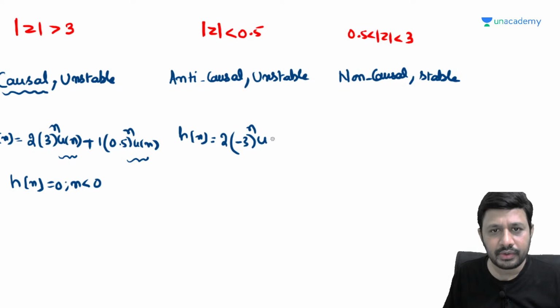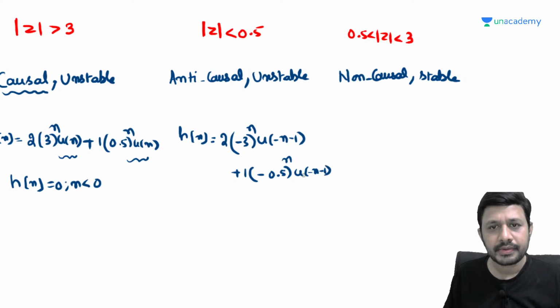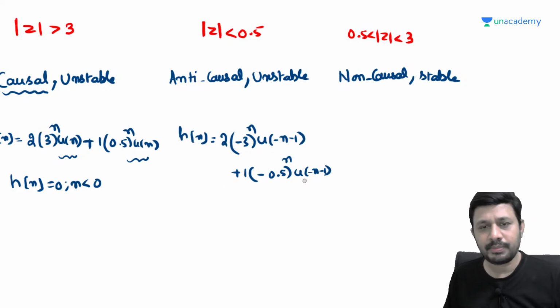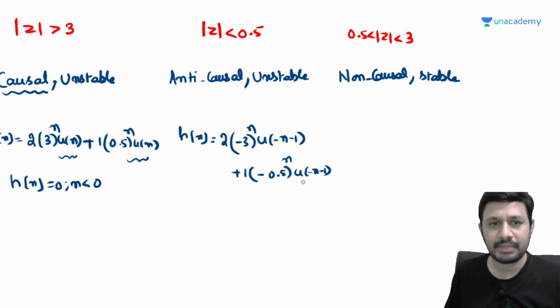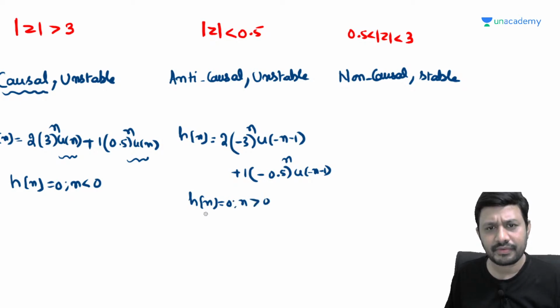Minus a power n u of minus n minus 1 plus the other term. Now you can observe here, in both the terms u of minus n minus 1 is coming, means the resulting impulse response exists from minus 1 to minus infinity, and clearly you can say that h of n is 0 for n greater than 0, which confirms that it is anti-causal.